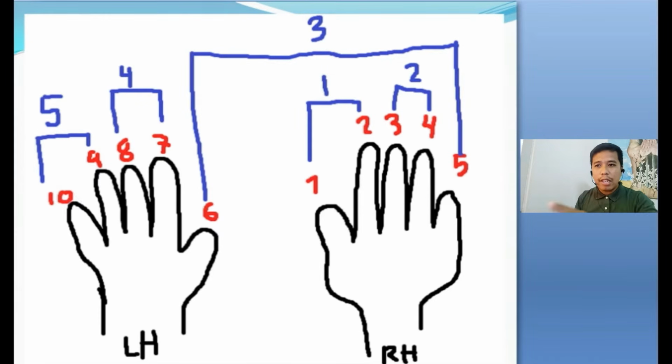Pair number 1 is the right thumb and the right index. So this is how primary classification is being done. We follow the step that after we know that the right thumb is 1 and the little finger is 10 of the left hand, we have to pair it out. We have to know the correct pairing of the fingers. So again, we have 5 pairs.